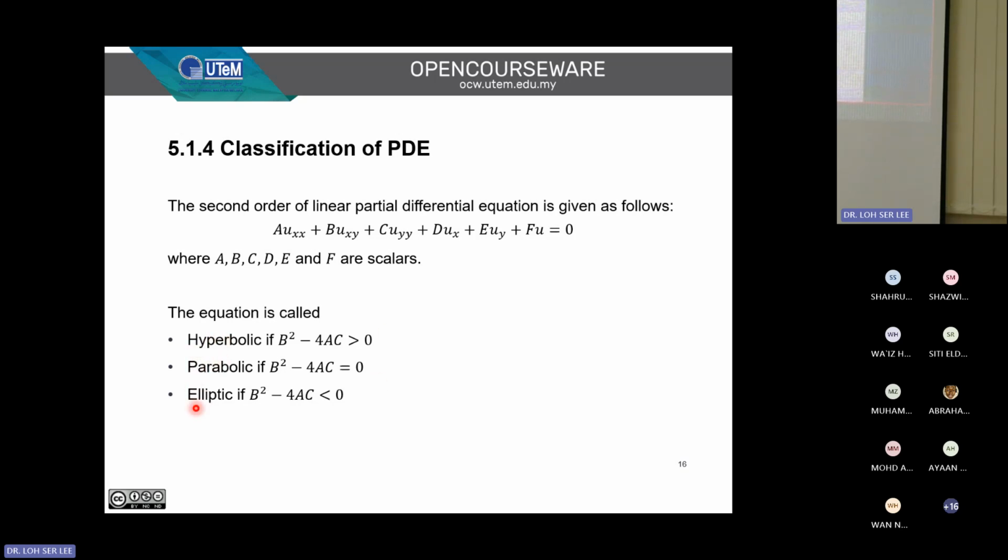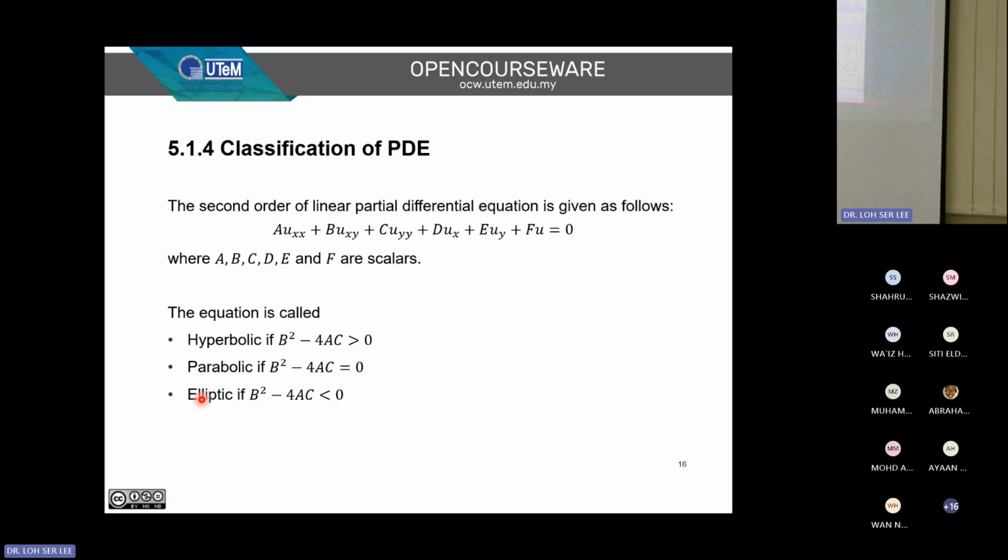This is not even in the appendix. You have to remember this one. You have to keep this in your mind. Now this A, B, C, D, E, F are all constants. We will compute B squared minus 4AC. If it is positive, it will be a hyperbolic PDE. If it equals 0, it will be parabolic. If less than 0, it is an elliptic PDE.